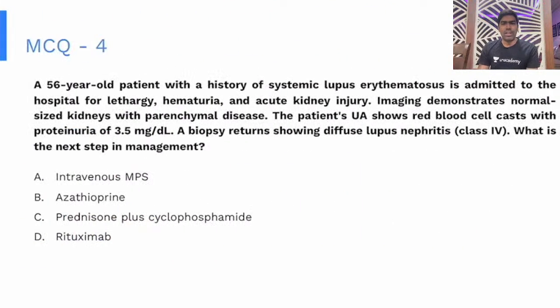It's an easy one. So coming to the fourth MCQ, you have a 56-year-old patient with a history of systemic lupus erythematosus who is admitted to the hospital for lethargy, hematuria and acute kidney injury.